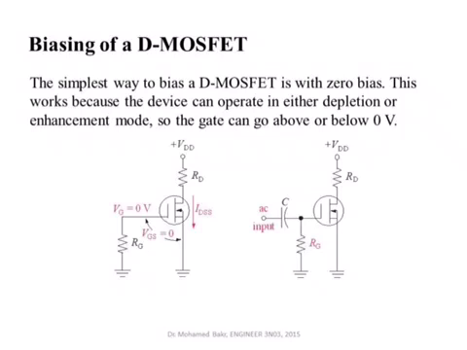For D-MOSFET, again, there are several types of biasing. D-MOSFET, remember, this line here is not broken. This means that it requires a negative voltage between the gate and the source to make the current stop. But if you make it zero, there is a current flowing. There is a channel between the drain and the source. This is the depletion type MOSFET.